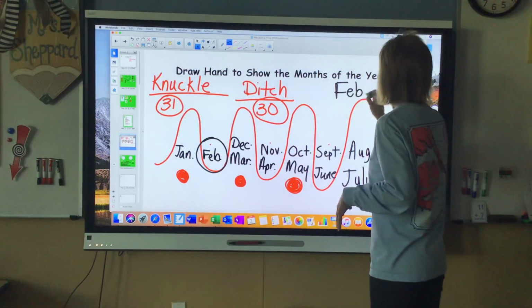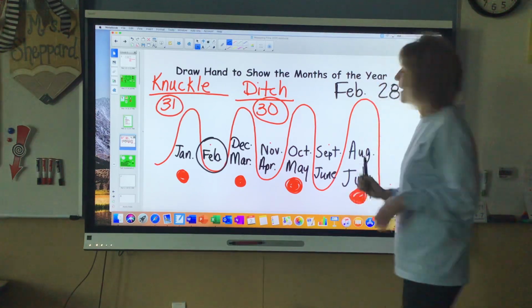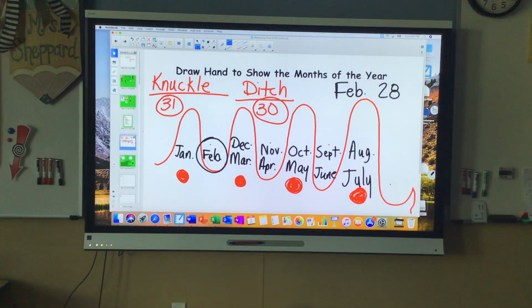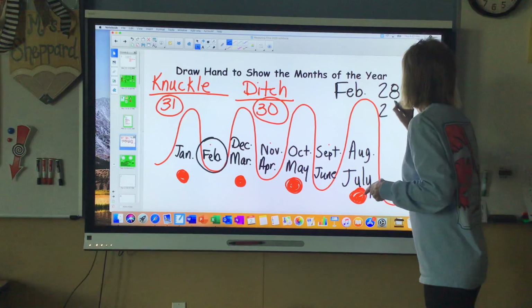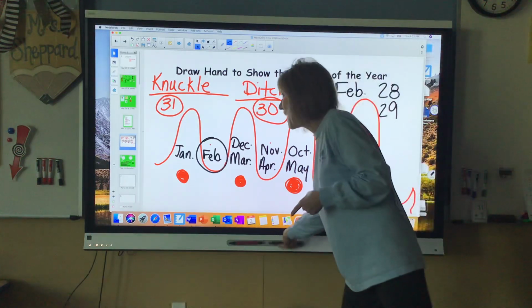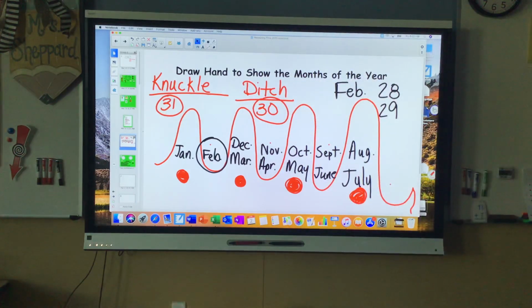February has 28 days, the only weird month that doesn't fall in the same pattern as the rest of the month. And then in leap year, which we had this first grade year in February 2020, February has 29 days. One way I remember which year is going to be a leap year, and we have a leap year every 4 years.